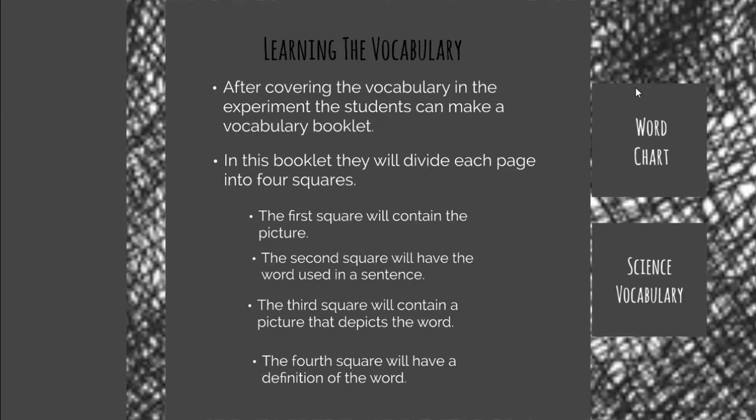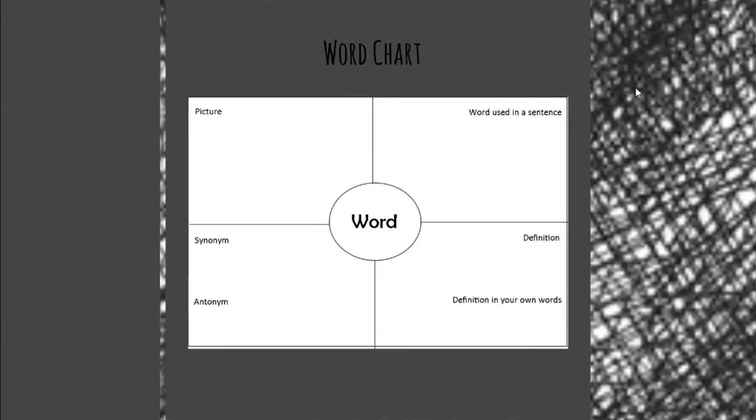In this booklet, they're going to divide each page into 4 squares. So I'm just going to show you to get a picture in your head. This is what it'll look like. The picture is going to be up here in the first square, and they're going to draw a picture that corresponds to the word in the center, and then they're going to use that word in a sentence. And then they're going to write a synonym for this word and an antonym for this word. And they're going to write the textbook definition for this word and the definition in their own words.